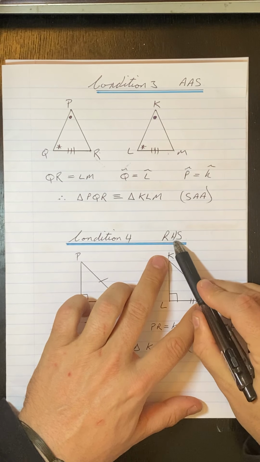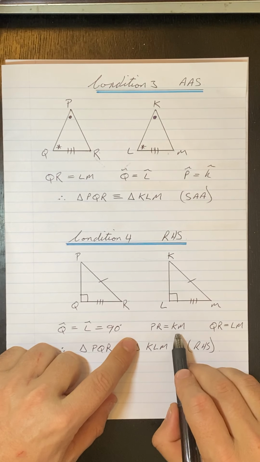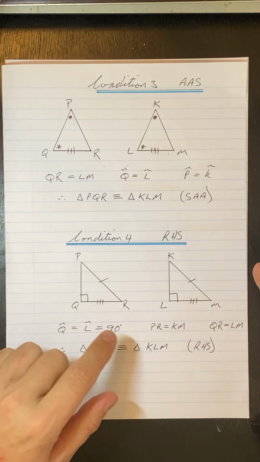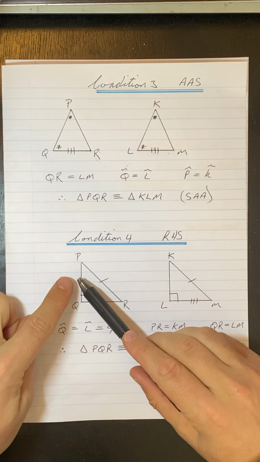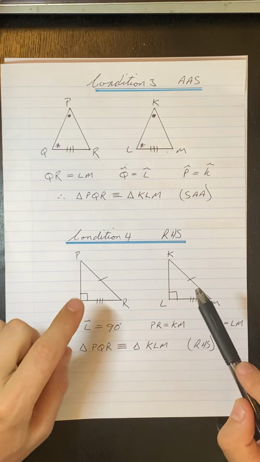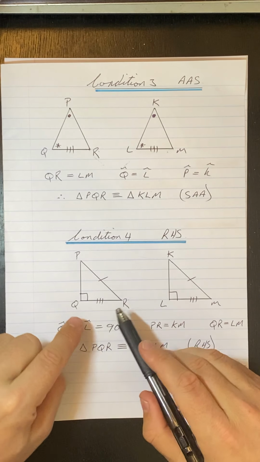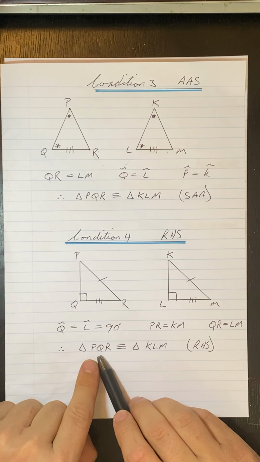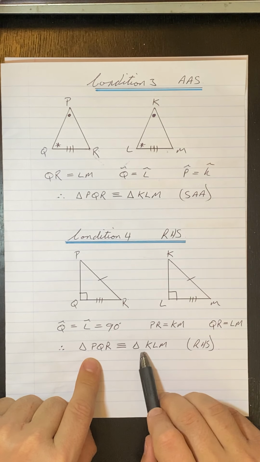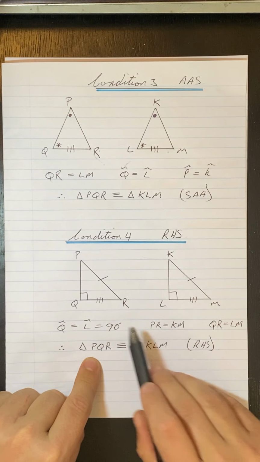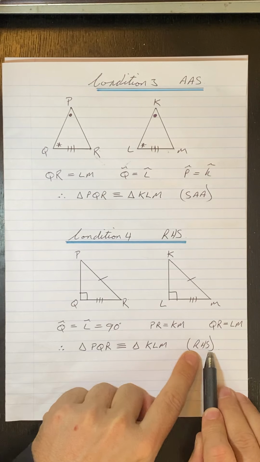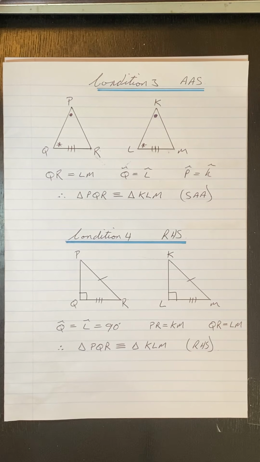So this is the one I'm looking at here. We've got that PR is equal to KM. That is your hypotenuse. Then we just need another side. It doesn't make a difference if it's this one and this one, or this one and this one. If you can prove that, then you have RHS. So in this case, QR is equal to LM. Therefore, triangle PQR is congruent to triangle KLM. And our reason is we have our right angle, we have our hypotenuse, and we have another side. So it's RHS. Okay.